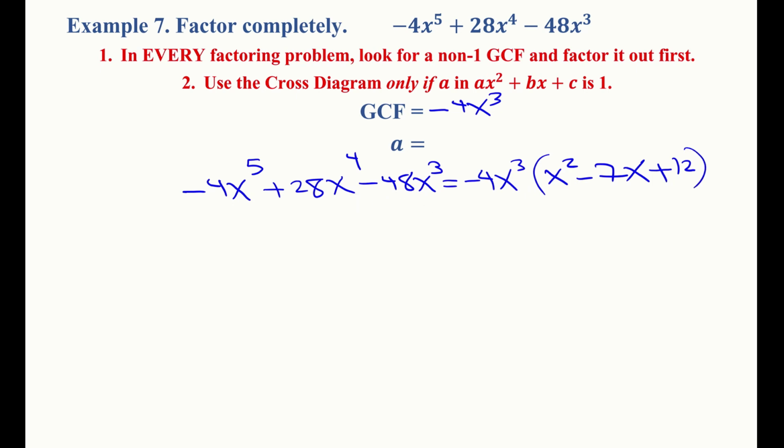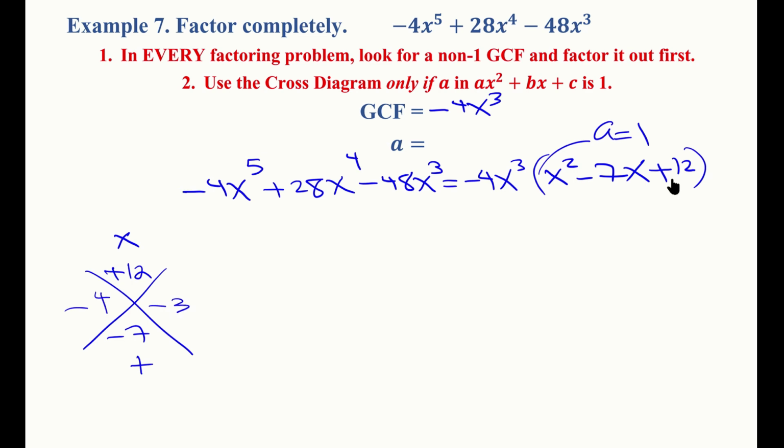All right, so now look, the GCF is now 1, and notice a is 1. That means now we can use the big cross. We're looking for two numbers whose product is positive 12 and whose sum is negative 7. You probably have guessed them by now, right? Since the product is positive but the sum is negative, they both need to be negative. And I think you'll agree that 4 and 3 will take care of the job, right? Negative 4 times negative 3 is positive 12. Negative 4 plus negative 3 is negative 7. So we have the right combination.